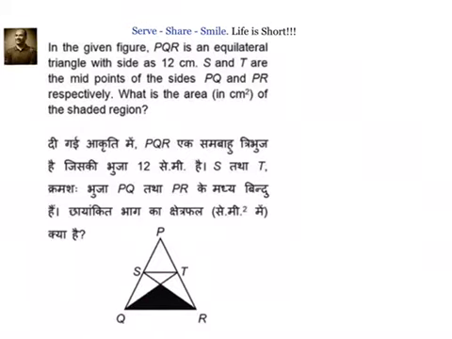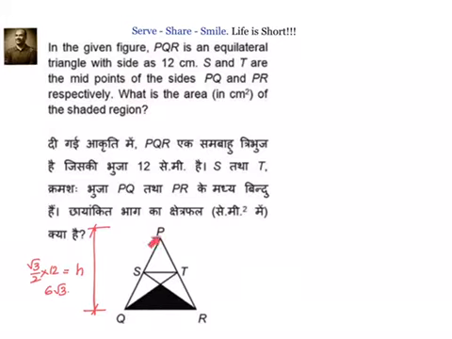First, we know that PQR is an equilateral triangle and also S and T are midpoints. That means, let us say this is the height of this triangle, which we know is equal to root 3 by 2 into side, which is equal to 6 root 3. We'll keep it handy because we need the area of the shaded region, that is half into base into height. So I need to find out this height.